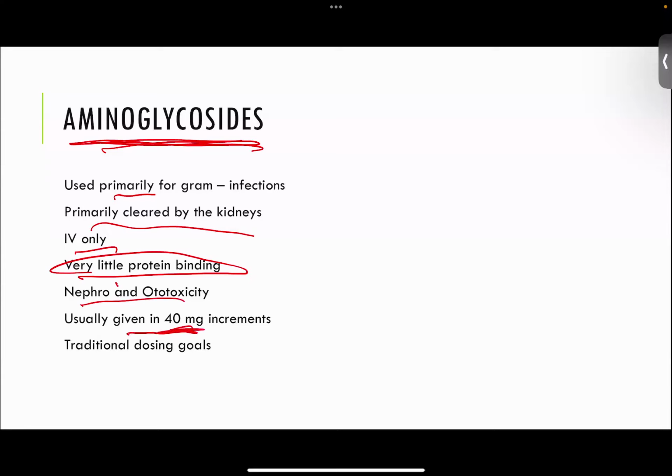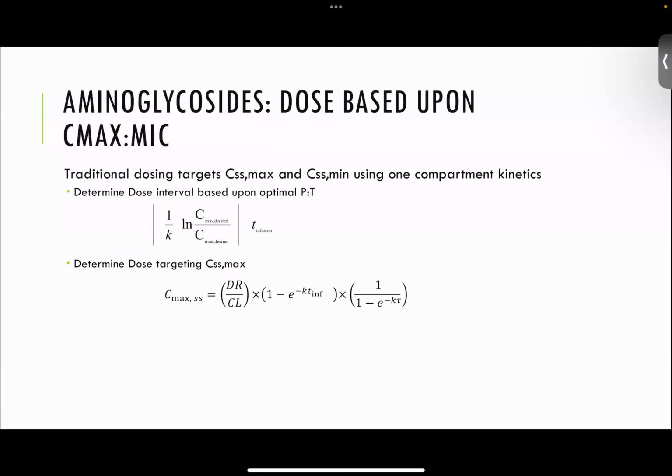This is given in 40 milligram increments usually. And again, if we look at traditional dosing goals, we base it upon the Cmax over the MIC, or the ratio between Cmax and MIC. So again, we would determine our tau. I think this is a negative here. I don't know. Anyway, we're going to be targeting a Cmax, not a Cmin, right? Remember, we want a really nice high Cmax.